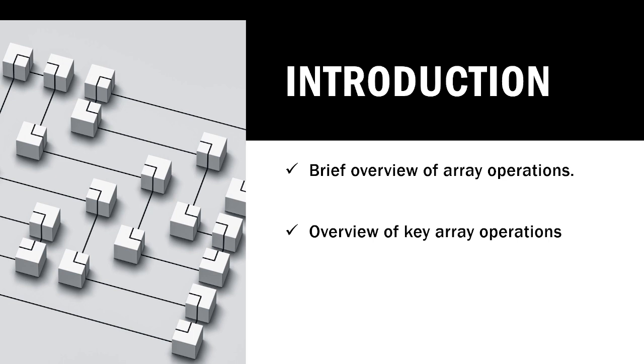arrays. In C programming, arrays are used to store multiple values of the same data type under a single name. Array operations involve various tasks such as initializing, accessing, modifying, and manipulating elements within an array.